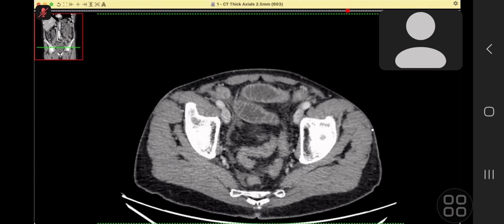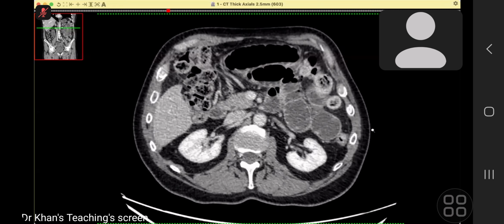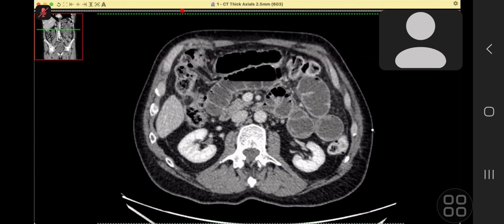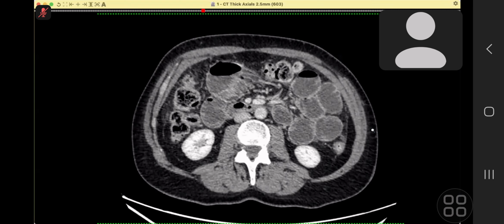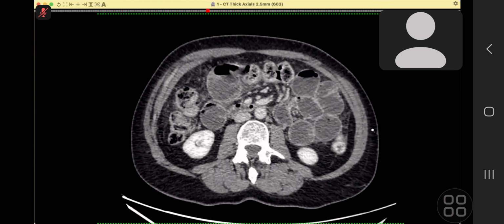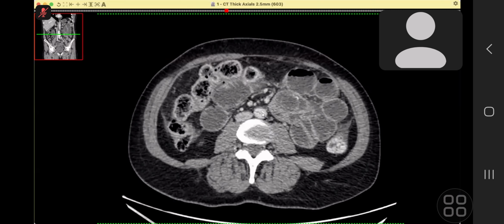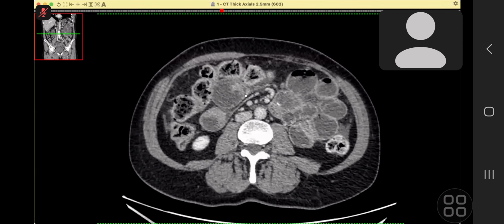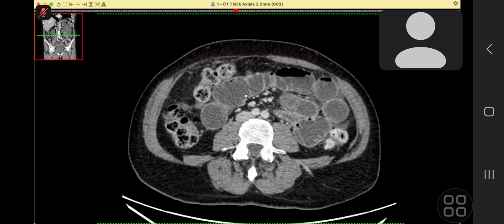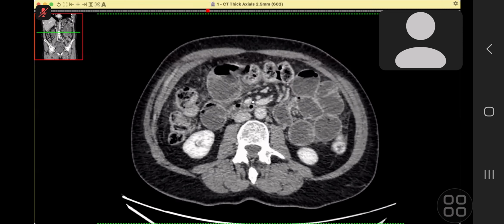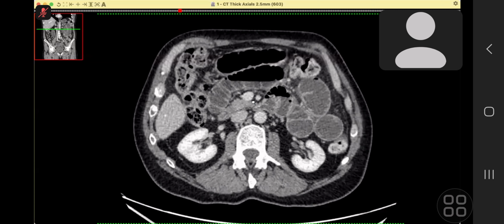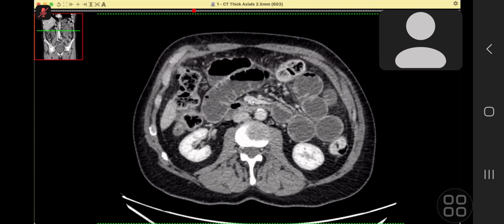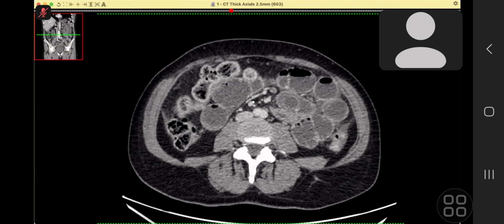I am now checking the small bowel loops. I can see that there is normal enhancing pattern of the small bowel loops. I cannot see any gas foci in the dependent wall of the small bowel, so there is no pneumatosis intestinalis. I am now looking at this segment. I can see a slight thickening in the wall of the small bowel loops. However, in my routine practice, I will also check the coronal images.